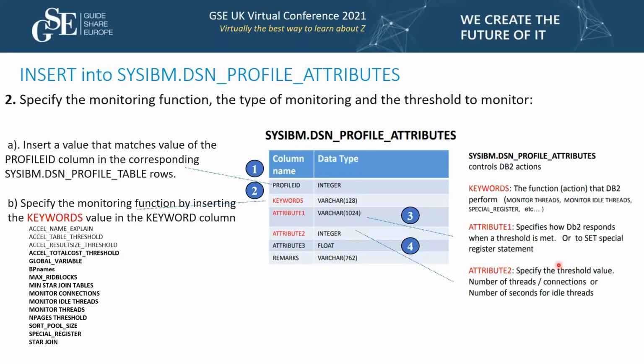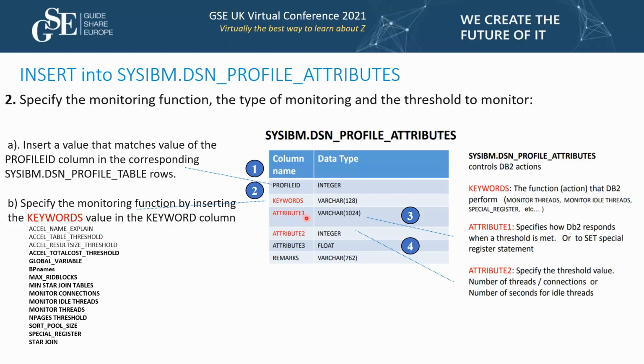Second, insert another row, but in the profile attributes table. So number 1, insert the same profile ID number that we inserted in the profile table before. And then number 2, select a keyword. What is a keyword? The keyword is the function or the action that Db2 will perform. So we can select Db2 to monitor threads, monitor other threads, special register. We can choose among all these keywords specified here on the left.